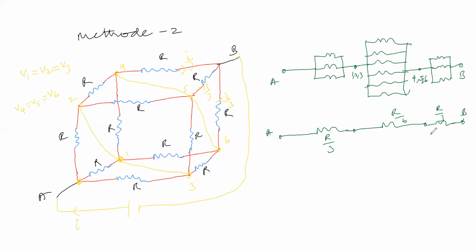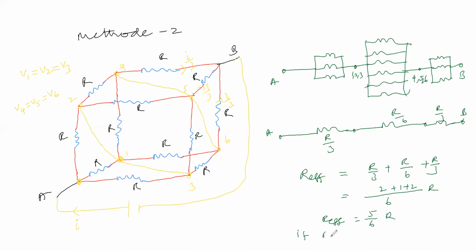Now these three are in series, so the effective resistance is the direct sum: R by 3 plus R by 6 plus R by 3. Taking LCM 6, we get R times 2 plus 1 plus 2, so the answer is 5 by 6 R. This is R effective. If you consider R equal to 1 kilo ohm, then R effective is 5000 by 6 ohm.